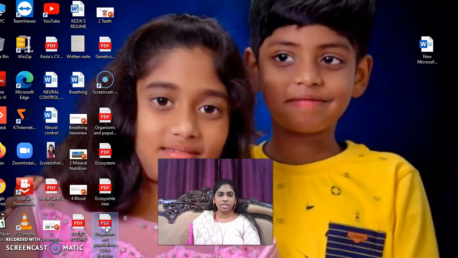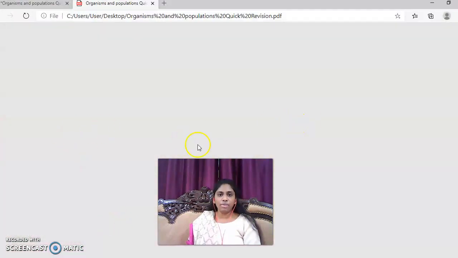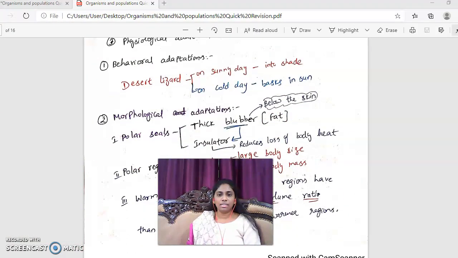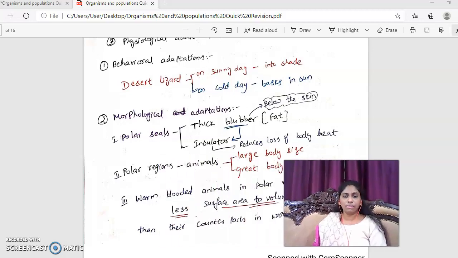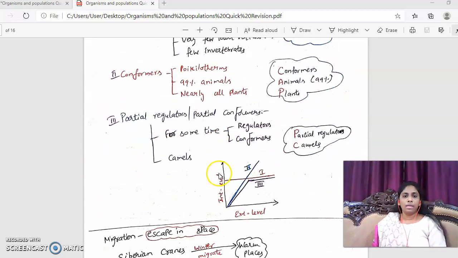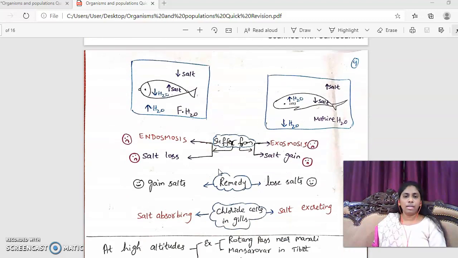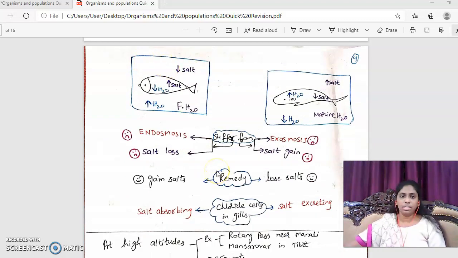Yes, children, let's talk about the glomerular and aglomerular kidney, right? Now let us see this. So this you can see is salt, this is fresh water, and on the other hand you have marine water.